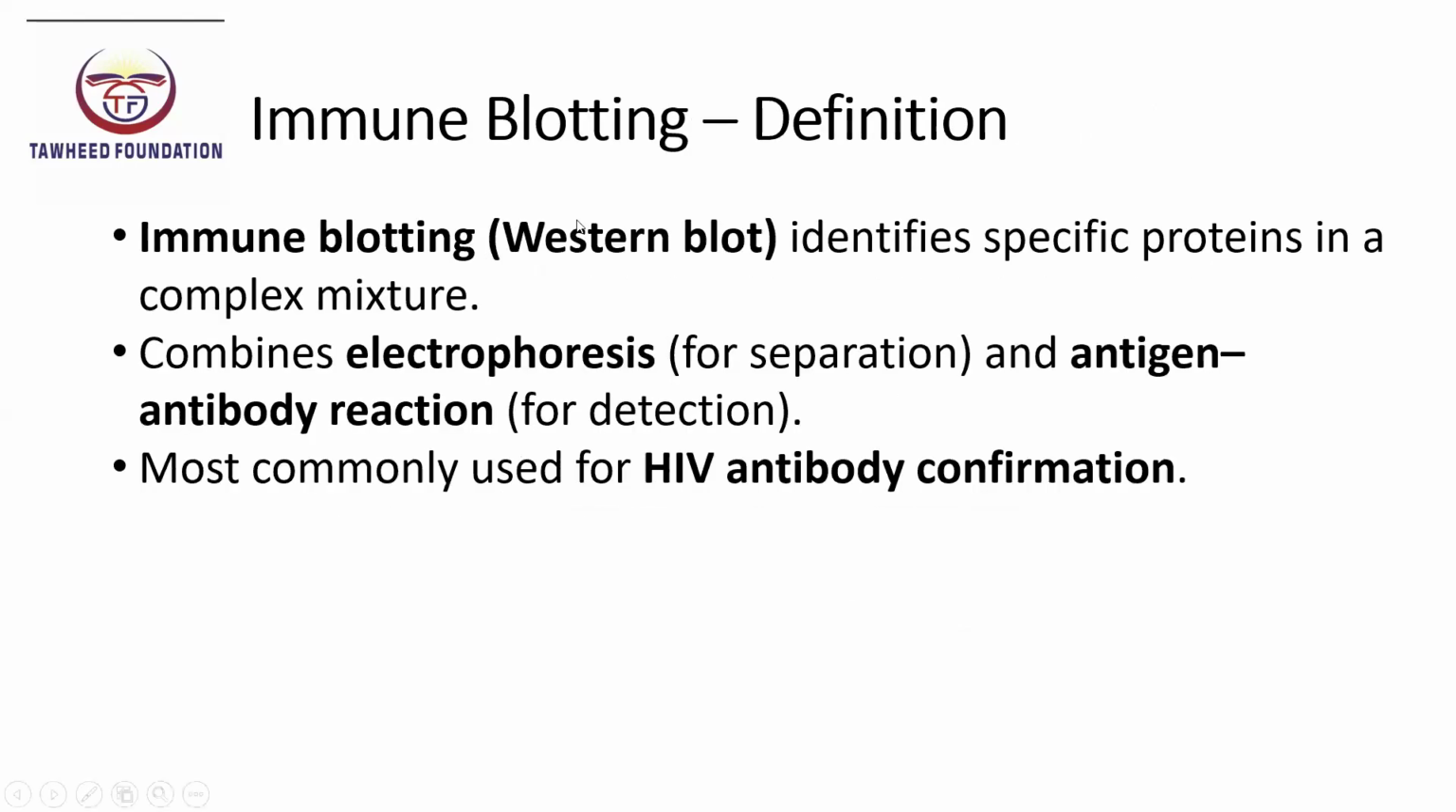Next is immune blotting, that is Western blot. Western blot, also known as immune blotting, is a powerful method for detecting specific proteins in complex mixtures. It combines electrophoresis for protein separation and antigen-antibody reactions for detection. Western blot is most commonly used for confirmation of HIV infection and detection of viral proteins such as HBsAg. The method provides both qualitative identification and molecular weight estimation of target proteins.